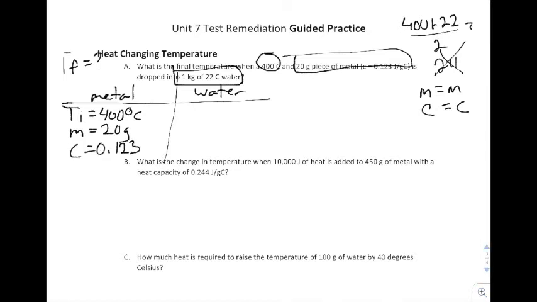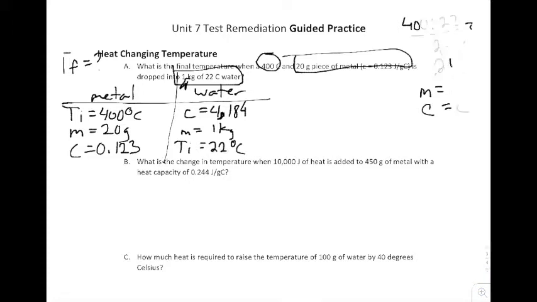Okay, I always know the specific heat of water is 4.184, but that's in joules per gram. So if I want to put it in kilograms, then I can take this and turn it into a comma. So it's 4,184. Okay, at this point, I know that I have a mass of 1 kilogram, and then I know the initial temperature of the water is 22 degrees Celsius.